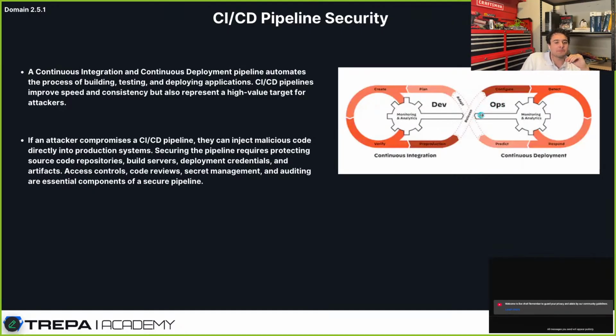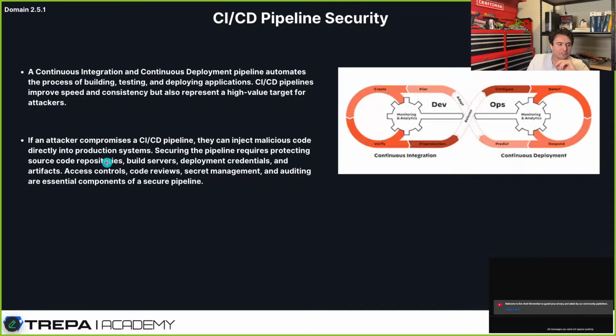Okay, CI/CD pipeline security. We already talked about this, but guess what? CI/CD operations still happen in the cloud, especially when we're developing in the cloud, because a lot of times web applications get automatically deployed to the cloud. You need to be part of that DevOps solution and implement security at different points in your pipeline. A continuous integration and continuous deployment pipeline automates the process of building, testing, and deploying applications.